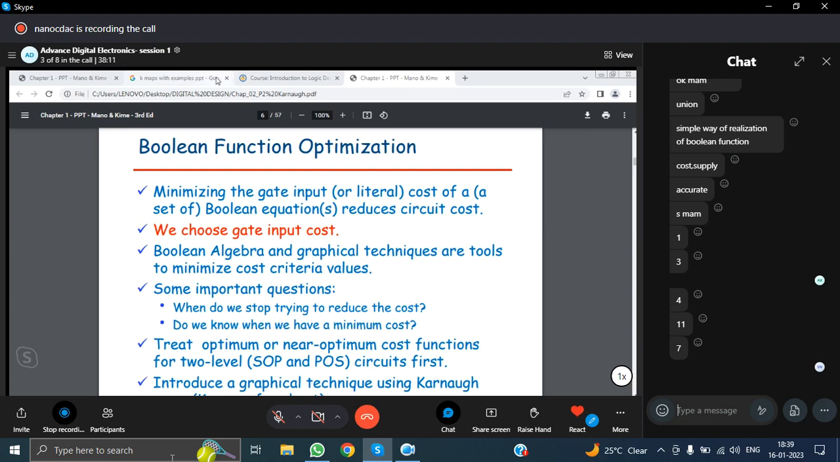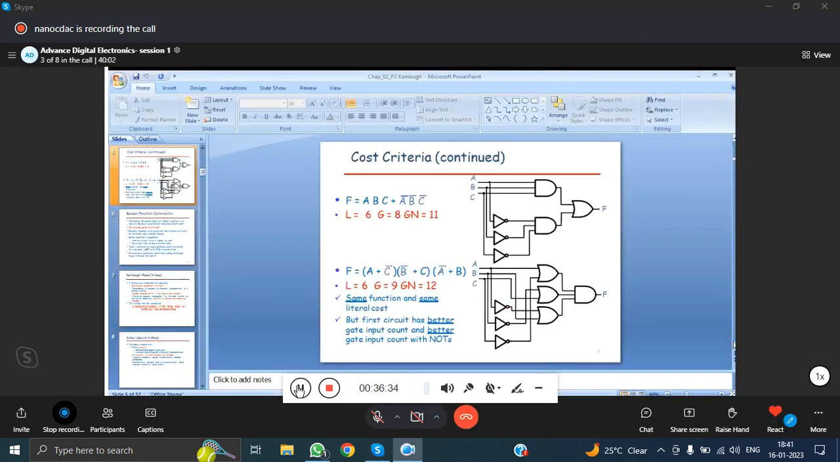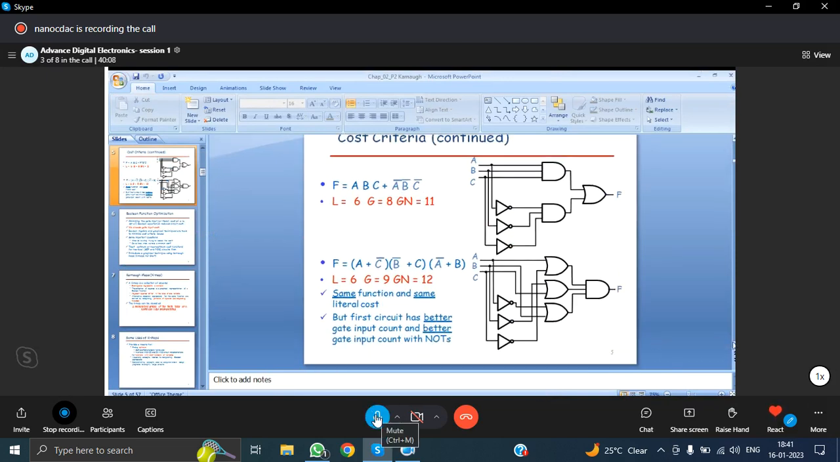Okay, so now we will start with Boolean function optimization, minimizing the gate input. One second. Okay, just give me one minute. Just convert this to PPT. Yes, madam. Okay.